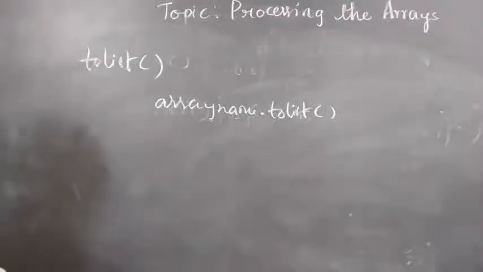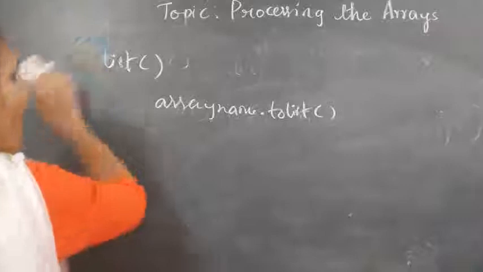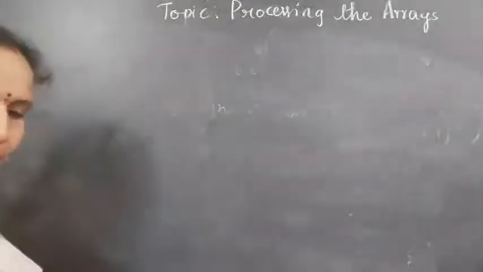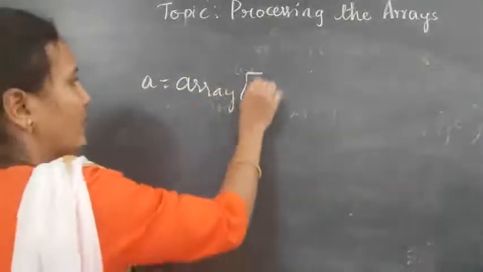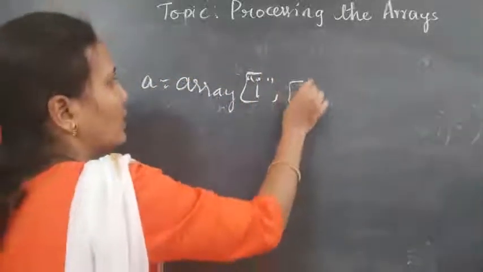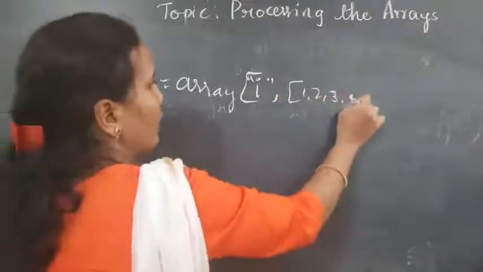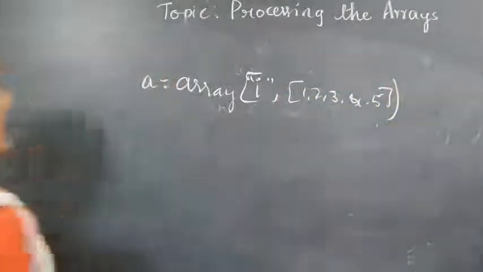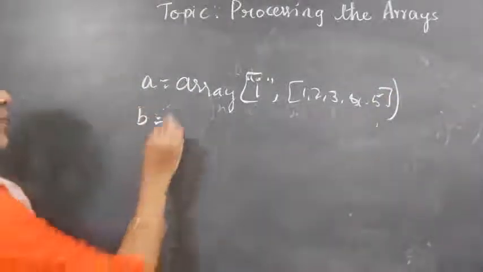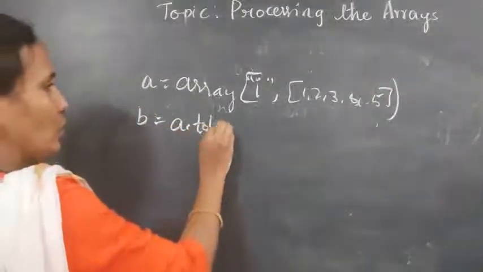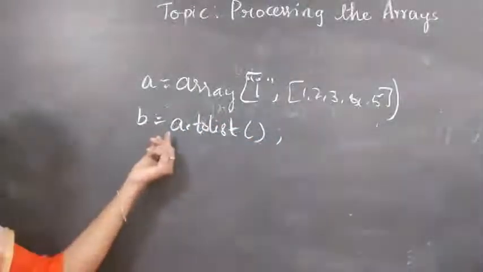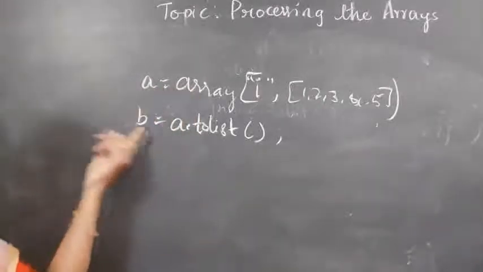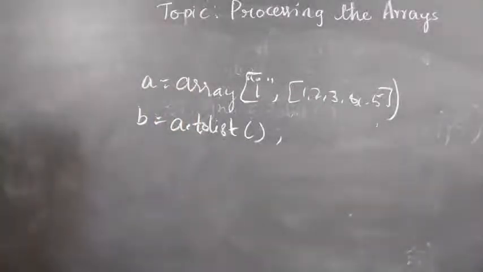Now I'll give you the example. Example: A equals array, type code I, 1, 2, 3, 4, 5. Now B equals A dot toList. That's it. So whatever array elements are there, they are converted into a list. Here B is called a list and A is called an array.